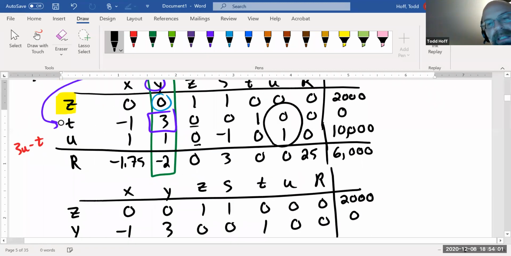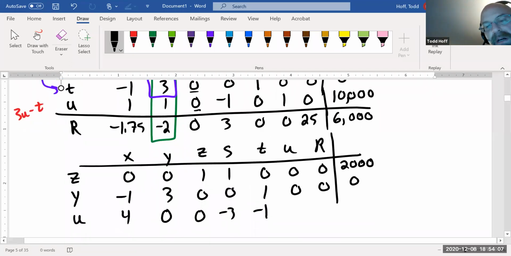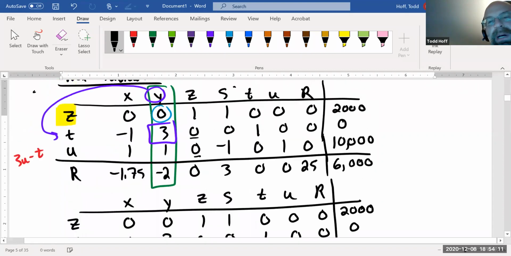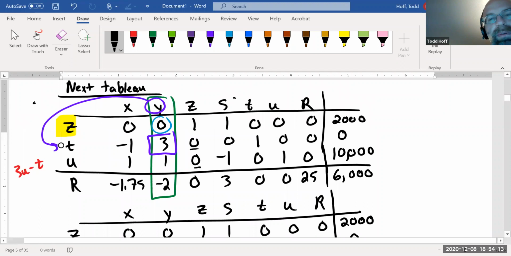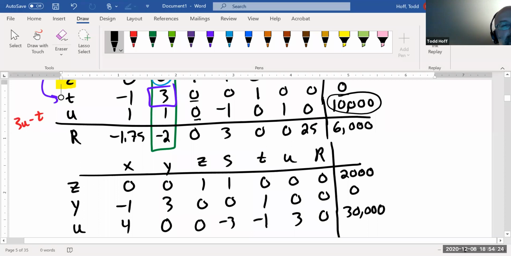3 times 1 minus 0 is just 3. Now that next column is going to be 0, so 3 times 0 minus 0 is just 0. This is what's going to change the most. 3 times 10,000 is 30,000, minus 0 is going to be just 30,000. Next, we have the bottom row that we need to clear.